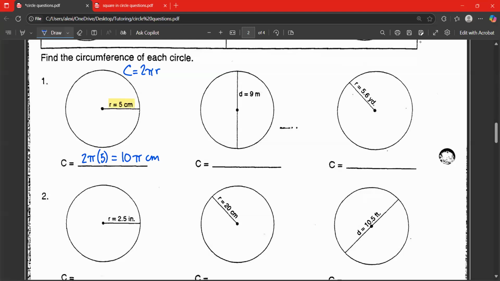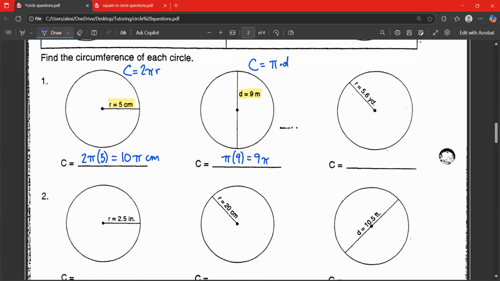All right, let's look at number 2. Number 2, they gave us the diameter. And since they gave us the diameter, we'll use the diameter formula. Pi times diameter. Circumference equals pi times diameter. So this is pi times 9, which is just 9 pi.